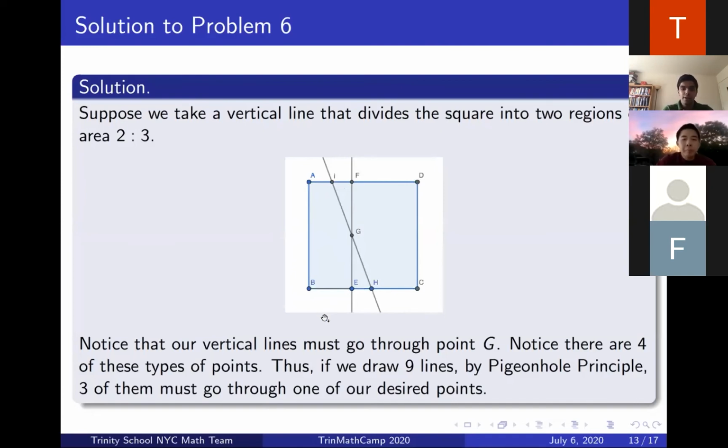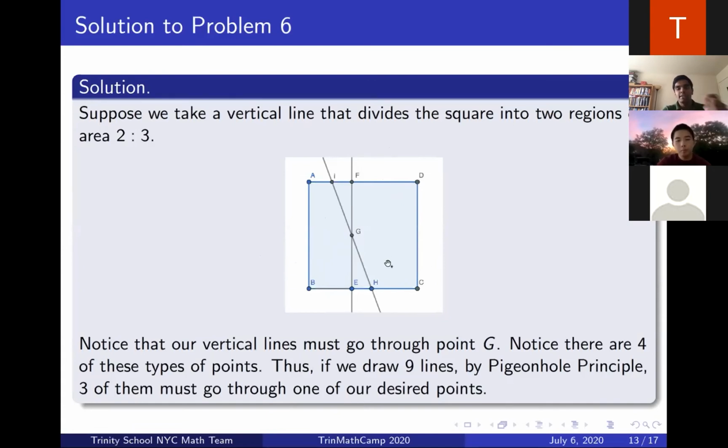And then we have to notice that there are actually 4 of these types of points. So 4 of our point G's. And why is that the case? So we can construct a vertical line EF here, and then we can also construct one just shifted to the right, because we're not splitting our square into areas 1 to 1. We're actually splitting them into 2 to 3. So I can create one here that splits this side into 2 and this side into 3. As well as if I shift it over, I can create another line here. But I can also create 2 horizontal lines like that split it into 2 to 3.